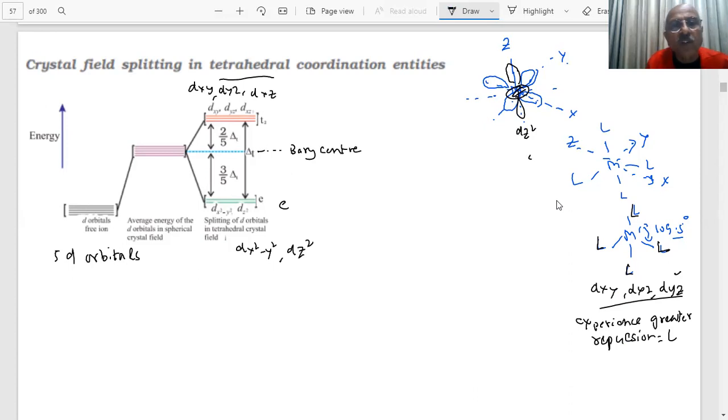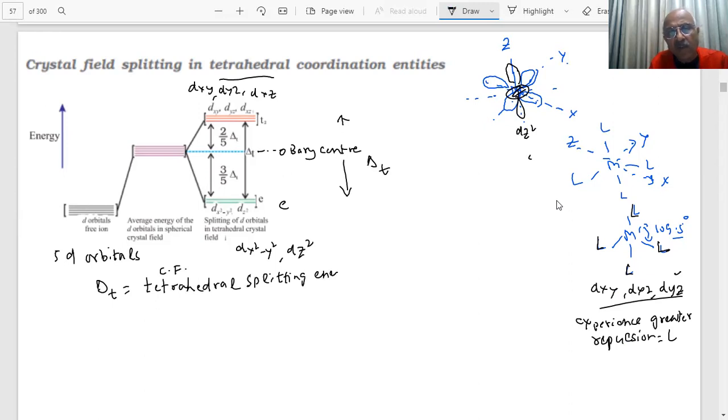If I take this as zero, then this is the value of the splitting energy, called delta T. What is delta T? Tetrahedral splitting. Delta O was the crystal field octahedral splitting energy. T means tetrahedral, so delta T is the crystal field tetrahedral splitting energy.